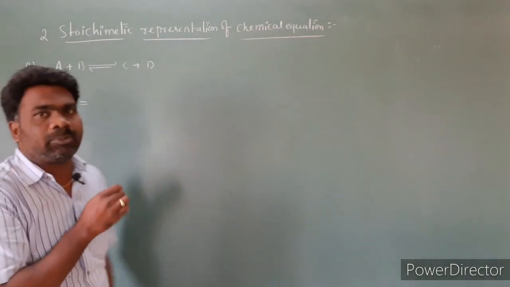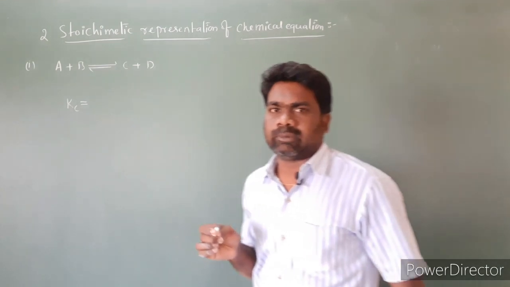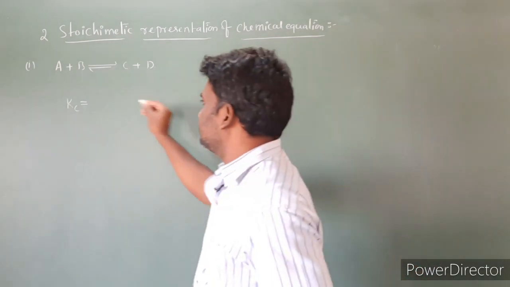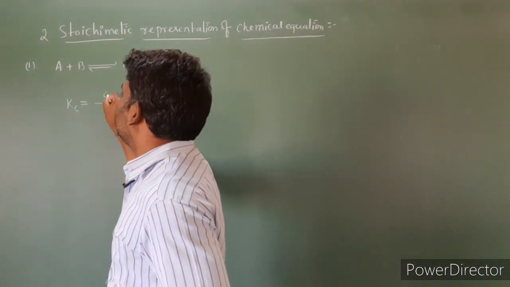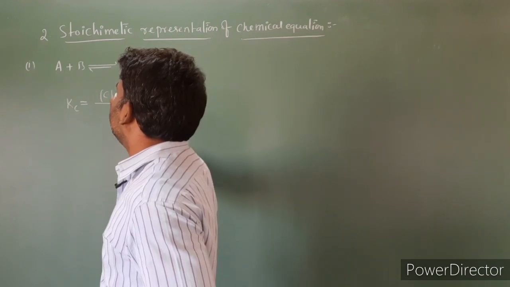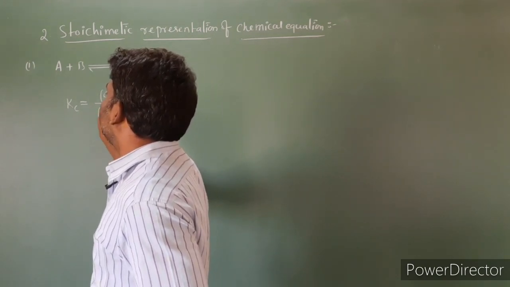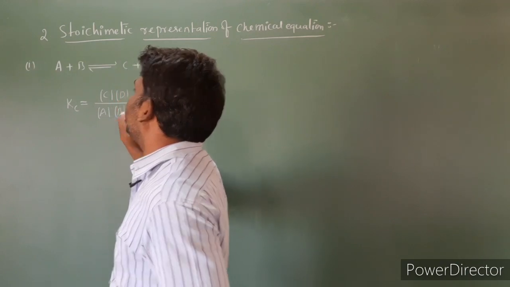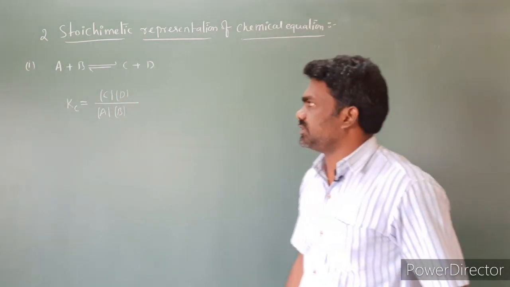Kc is nothing but what? The product of concentrations of products divided by the product of concentrations of reactants. Then Kc is equal to concentration of C and concentration of D divided by concentration of A and concentration of B. So this is the Kc for this equation.